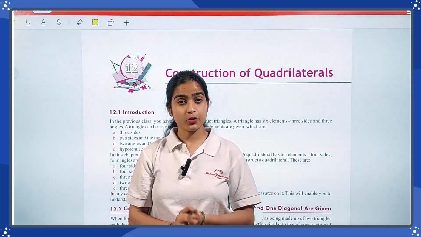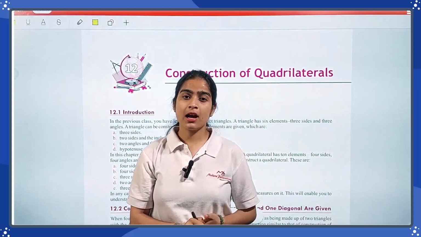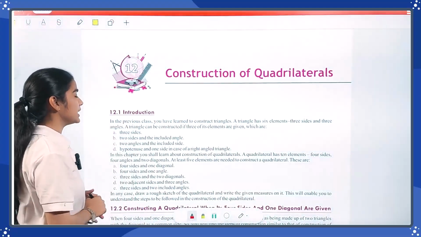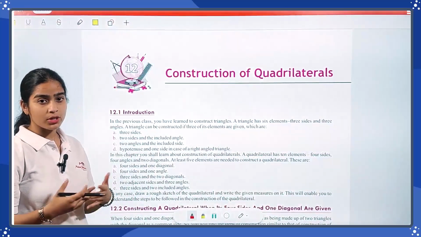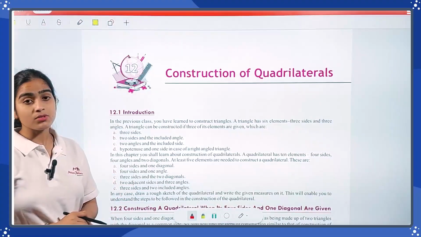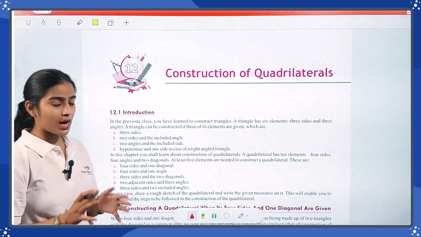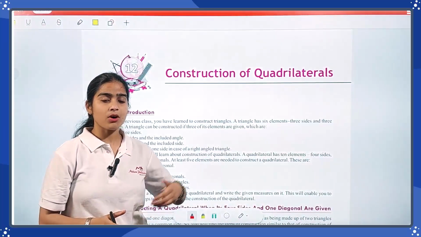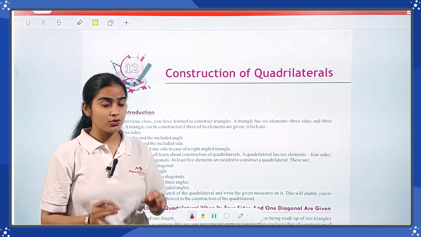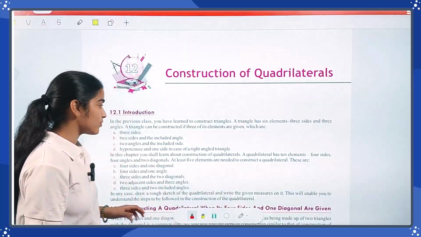So students, I hope you have completed the revision portion of your previous chapter and now you are excited to learn a new chapter, which is construction of quadrilaterals. In the previous chapter we already learned about quadrilaterals and their properties, and now we are going to construct them. In the construction part you need some properties of the quadrilaterals, so just make sure you have your knowledge with you: the properties of each and every type of quadrilateral.